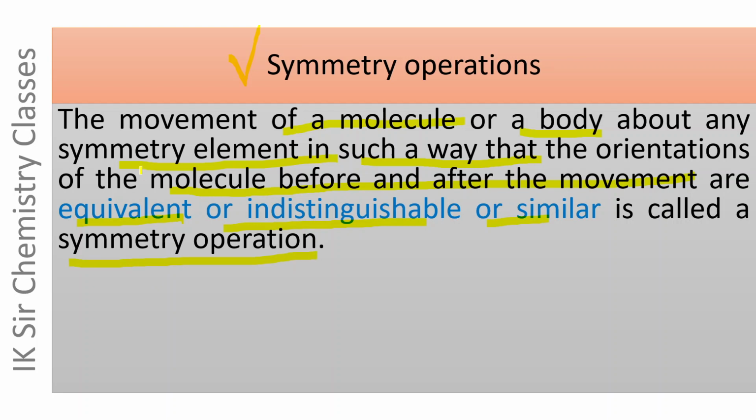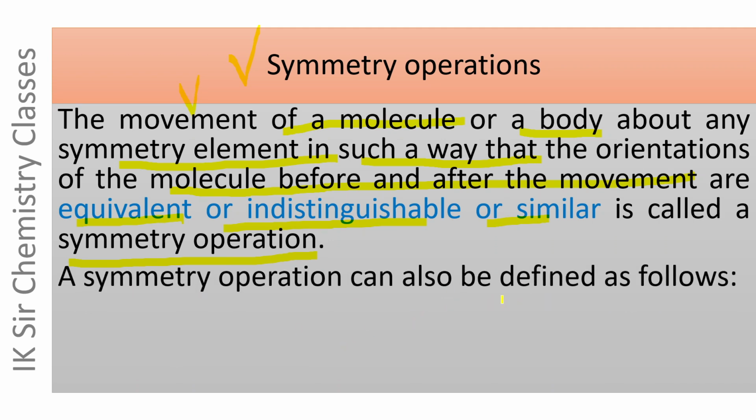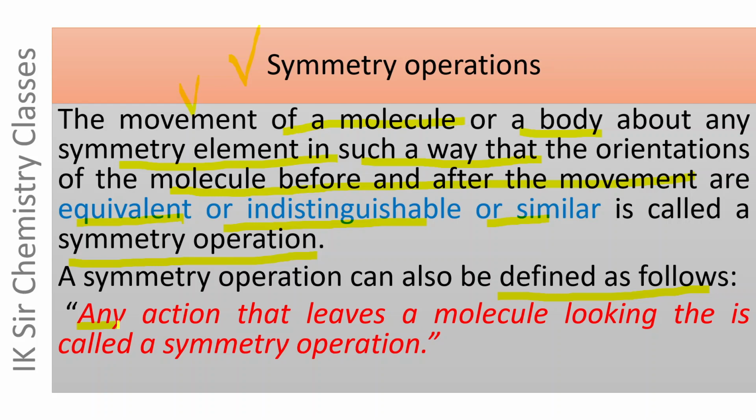Let us illustrate it again. The movement of a molecule or a body about a symmetry element in such a way that the orientations of the molecule before and after the movement are equivalent, similar, or indistinguishable is called a symmetry operation. A symmetry operation can also be defined in short as follows: any action, any work that leaves a molecule looking the same is called a symmetry operation.